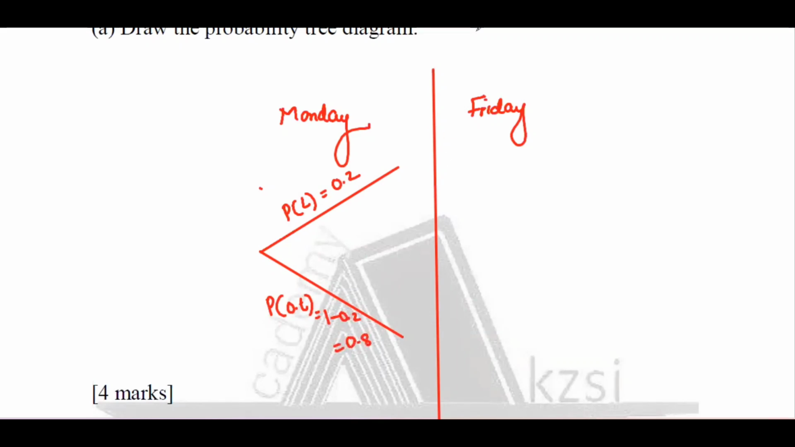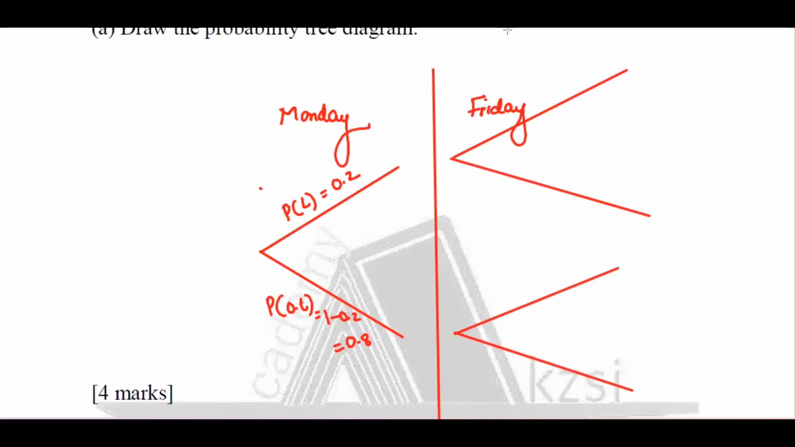Again on Friday, because it's already mentioned in the question that on any day, doesn't matter on Monday or on Friday, the probability of getting late will remain the same, which is 0.2. So if it's getting late, it's 0.2. So on time will be again 1 minus 0.2, which is 0.8. Again, for this, getting late is 0.2 and on time will be 0.8. This is how we can draw a probability tree diagram for this one.